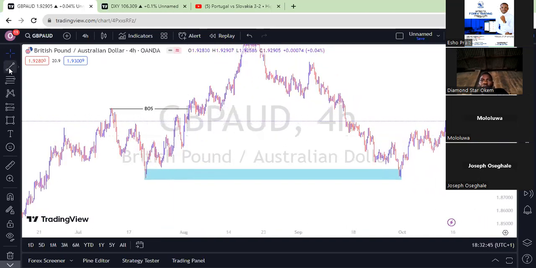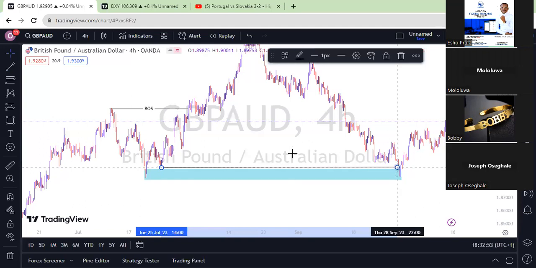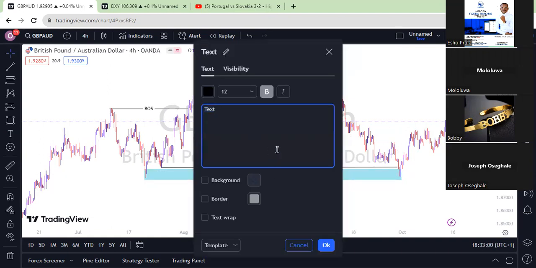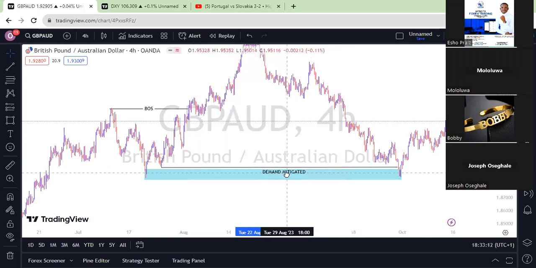All right, so we have our break of structure here. Then we have our engineered liquidity here. So you can see it yourself. Then we have our demand mitigated. Demand. All right. So I'm using one end to type this time. So that's our demand mitigated.